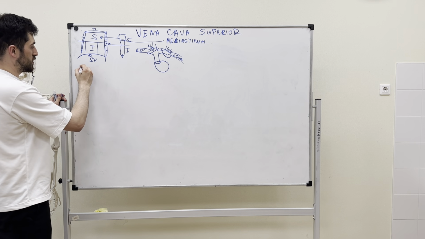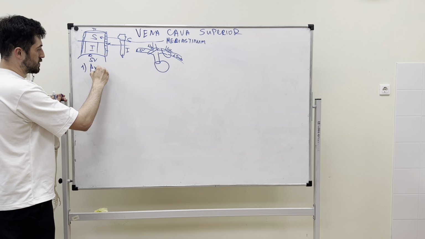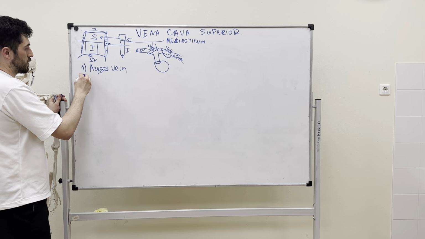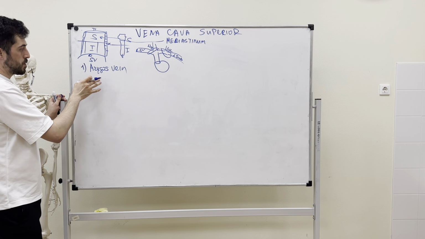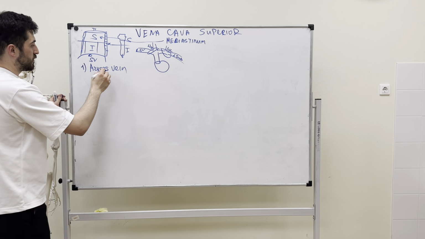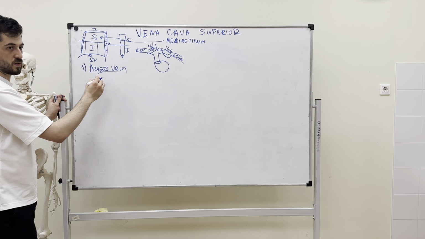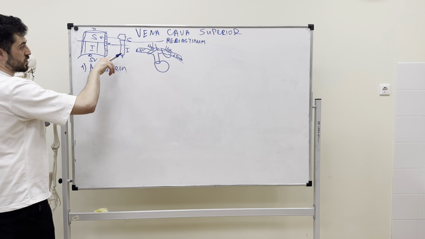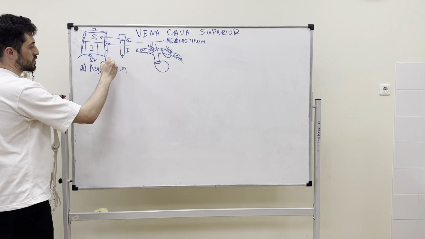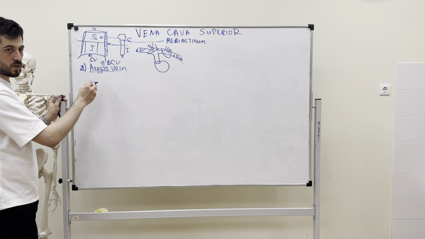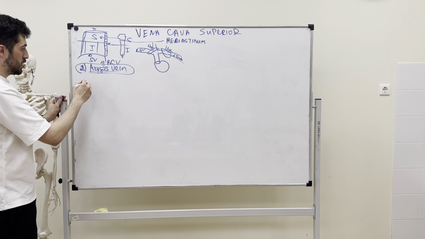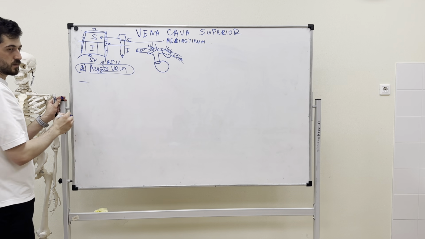What are they? The first one? Azygos, right? Azygos vein. And we have the Hemiazygos vein, right? It will drain to the superior vena cava. The draining branches of the superior vena cava: the first one will be the brachiocephalic veins. The second one, the azygos vein. Let's talk about the azygos vein, and we'll talk separately about the brachiocephalic veins. The tributaries of the azygos vein are.